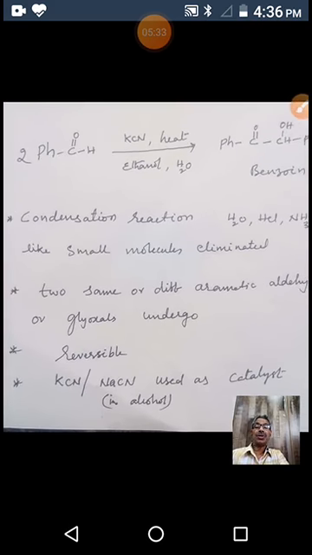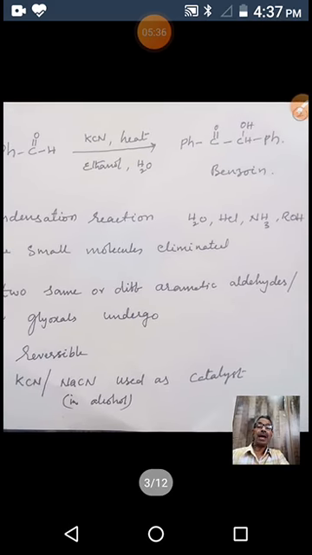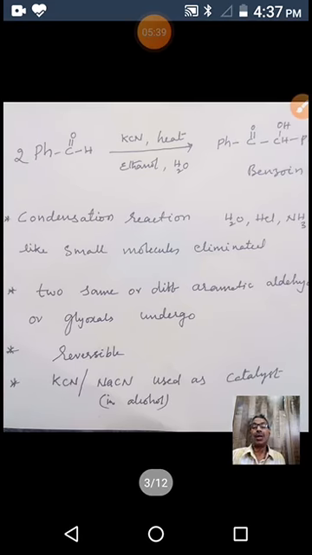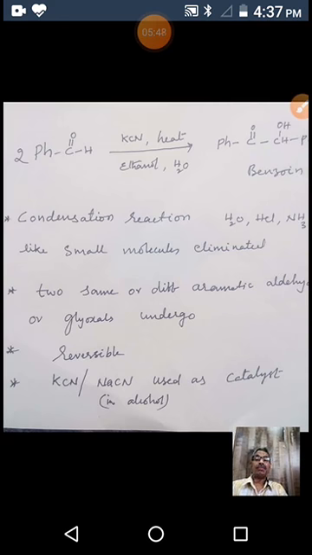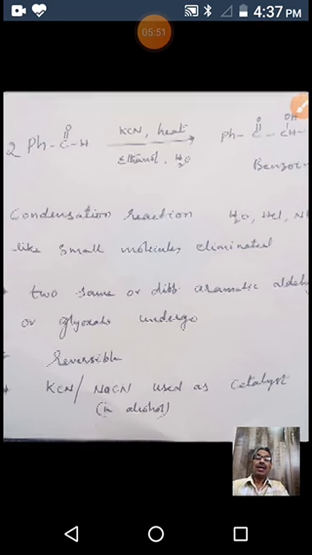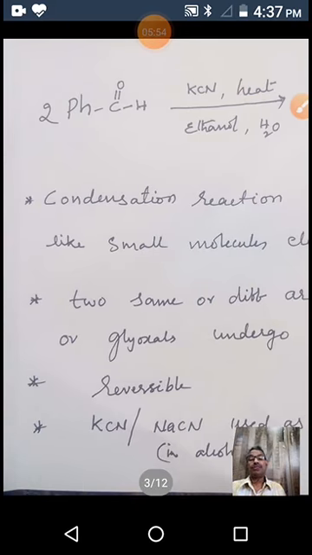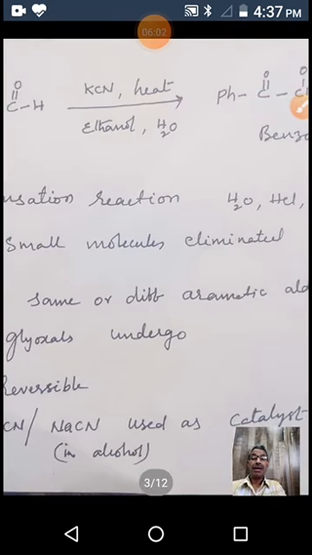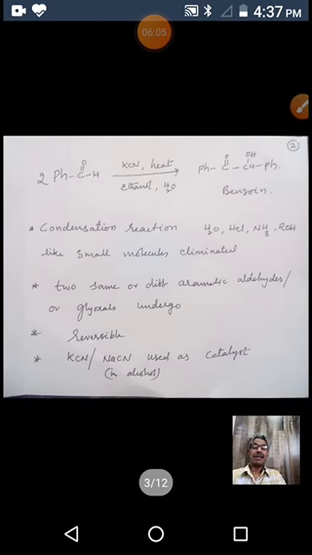In this reaction, two or more different aromatic aldehydes or glyoxals undergo this reaction. So generally we observe aromatic aldehydes taking part in this reaction, or glyoxals. One more thing, this reaction is reversible. If you see the mechanism, each step is reversible. In this reaction, potassium cyanide or sodium cyanide acts as a catalyst, that too in alcoholic condition. So this is something about the benzoin condensation reaction.